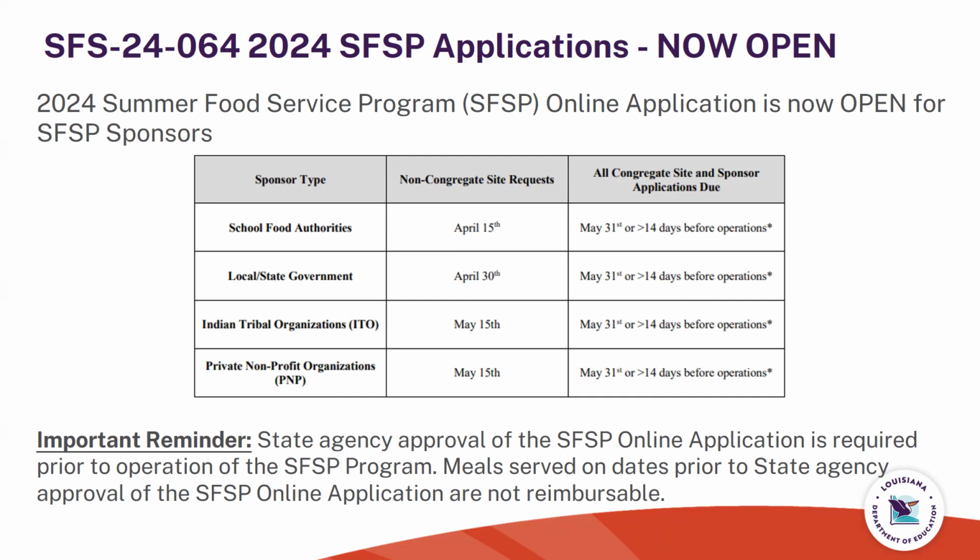So again, here are your dates. You want to make sure that if you're doing non-congregate, you have your non-congregate site request entered in by the deadline, and then all of your applications are submitted by the deadline. And again, make sure it's either May 31st or greater than 14 days before operations.